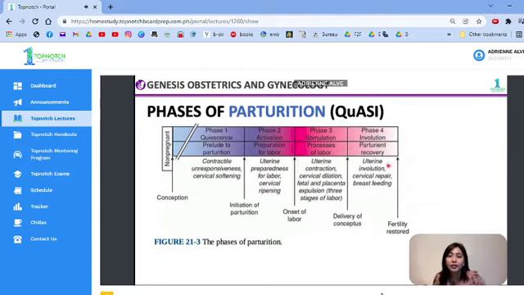Your involution includes your uterine involution, your cervical repair, and breastfeeding, until fertility is restored, or this is the part when ovulation is restored, alright? So that is parturition, okay? Don't get confused: phases of labor are different from phases of parturition. Phases of labor are only part of the phases of parturition. Parturition is the entire pregnancy, alright?